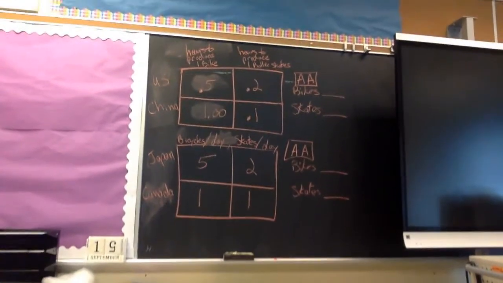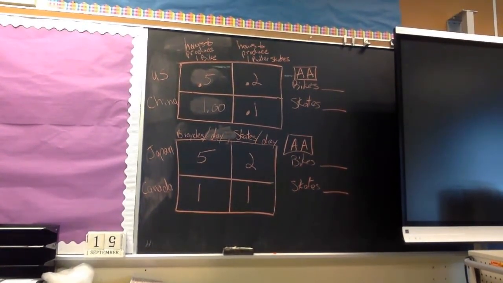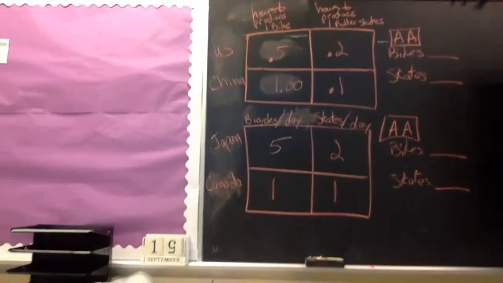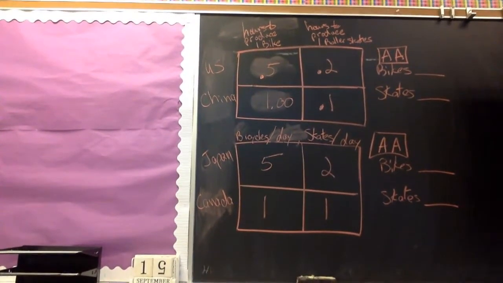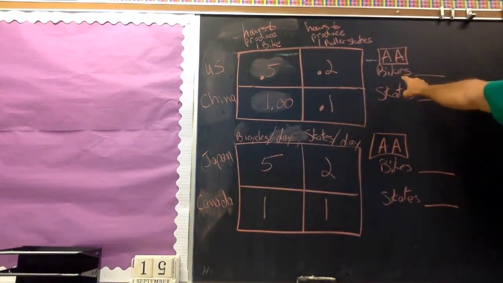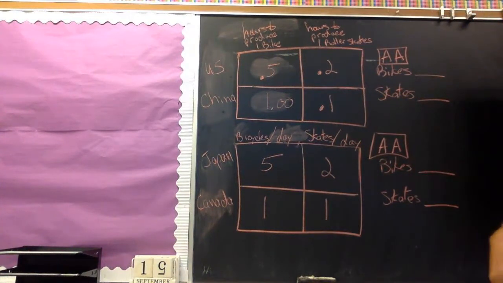All right, hope that's clear. I'll read it to you in case you can't read it. How's that? A little better? So we've got the U.S. and China, one example here. Who has the absolute advantage in bikes and who has the absolute advantage in skates?